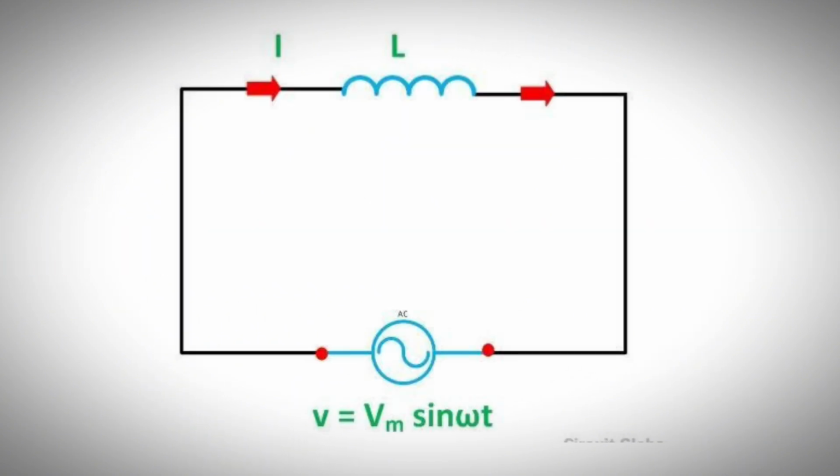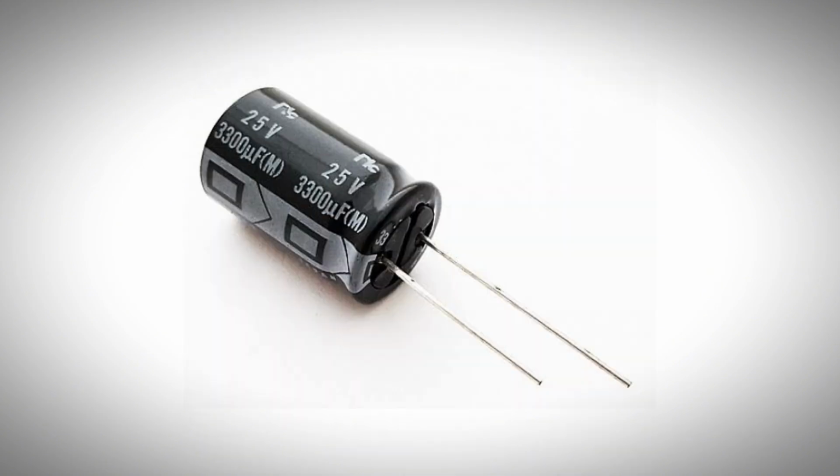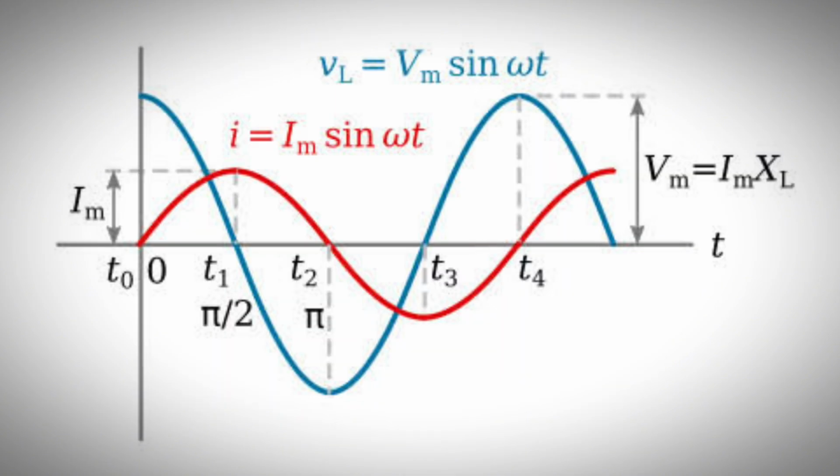The circuit which contains only inductance and not any other quantities like resistance and capacitance in the circuit is called a pure inductive circuit. In this type of circuit, the current lags behind the voltage by an angle of 90 degrees.